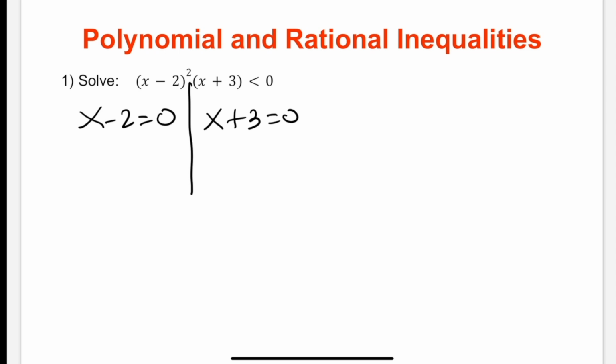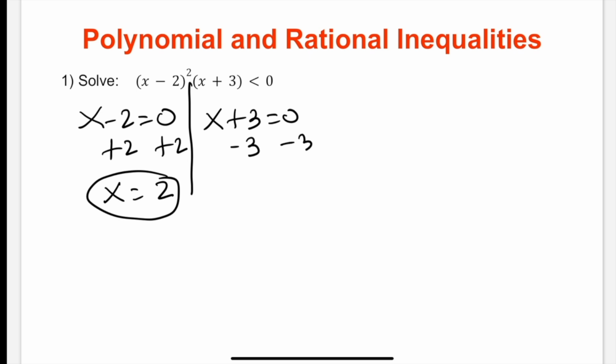From there, I got to find the values of x. I got to add 2 on this one, and my first x value is going to be x equals 2. And these are the zeros. In the other one, I'm going to do minus 3 minus 3. 3 is cancelled, and x equals negative 3. Again, these are the zeros of my polynomial function.